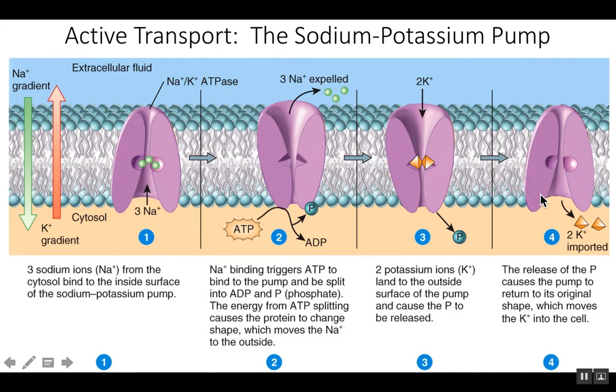What this does is it builds a concentration of each of them. High sodium outside, high potassium inside. And notice right here it's just showing that for every time it does this, it requires an ATP molecule. So it's an active transporter of sodium and potassium.